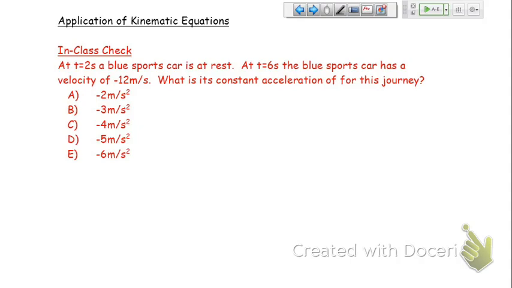So this is how we do these problems. At t equals 2 seconds, a blue sports car. So there's my sports car, and the clock is saying 2 seconds. It's at rest, so I'm going to say Vi equals 0 meters per second. At t equals 6 seconds, here's my sports car, and this is 6 seconds. The blue sports car has a velocity of Vf equals minus 12 meters per second.